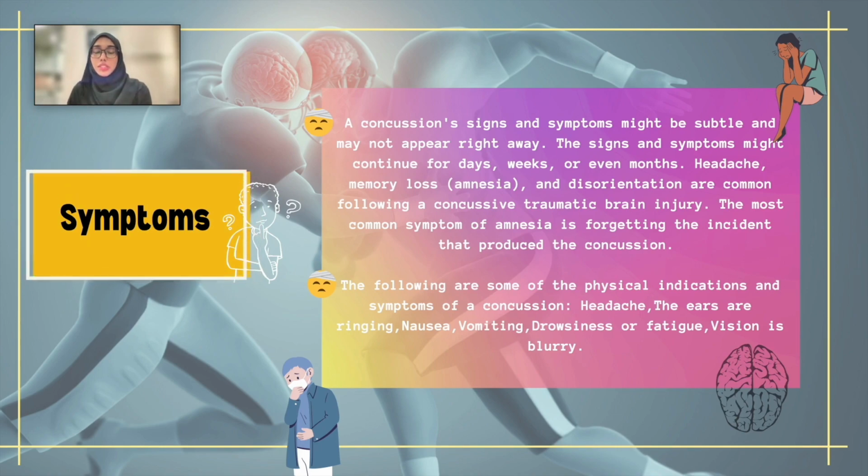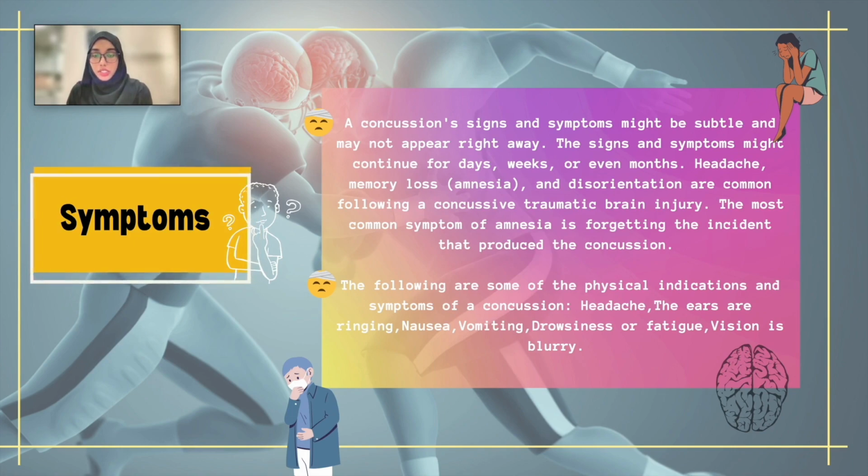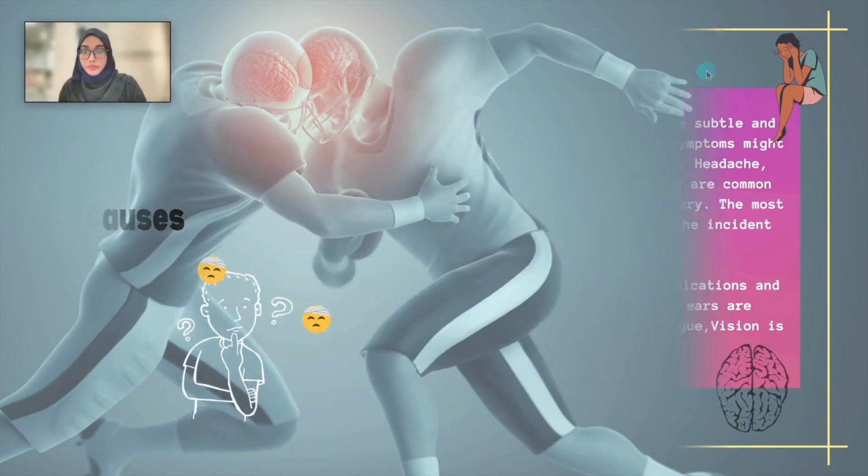The most common symptom of amnesia is forgetting the incident that produced the concussion. The following are some of the physical indications and symptoms of a concussion: headache, ringing in the ears, nausea, vomiting, drowsiness or fatigue, and blurry vision.